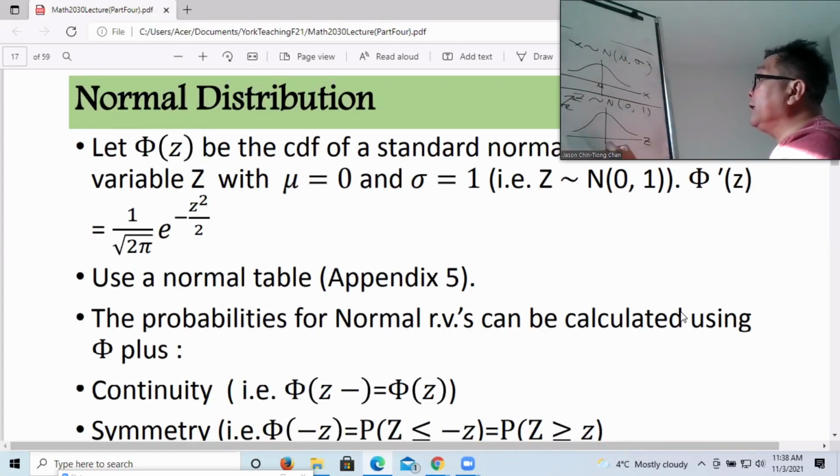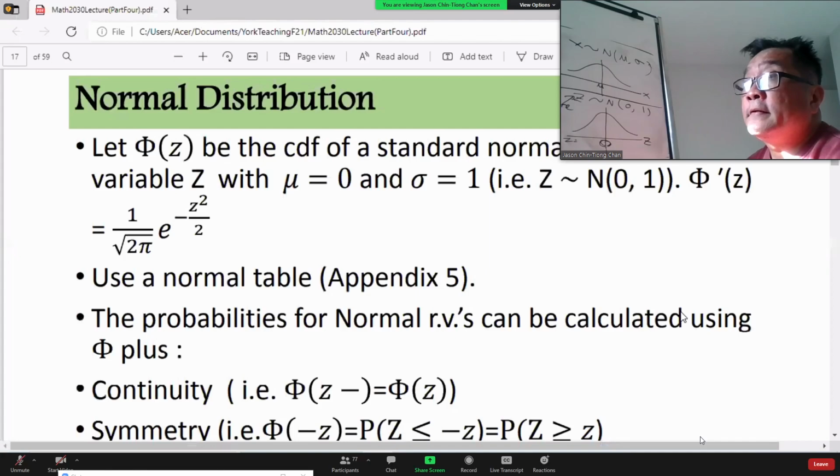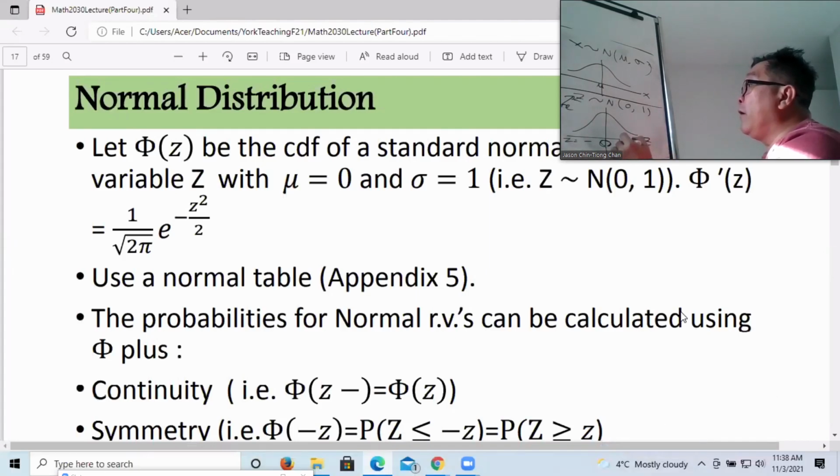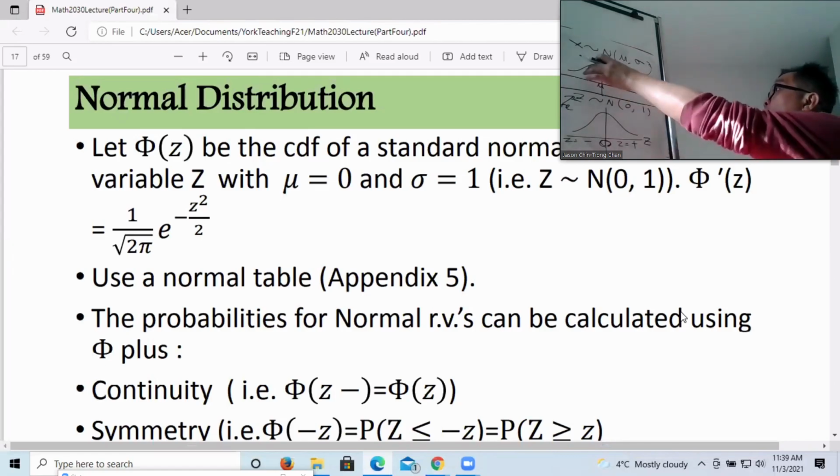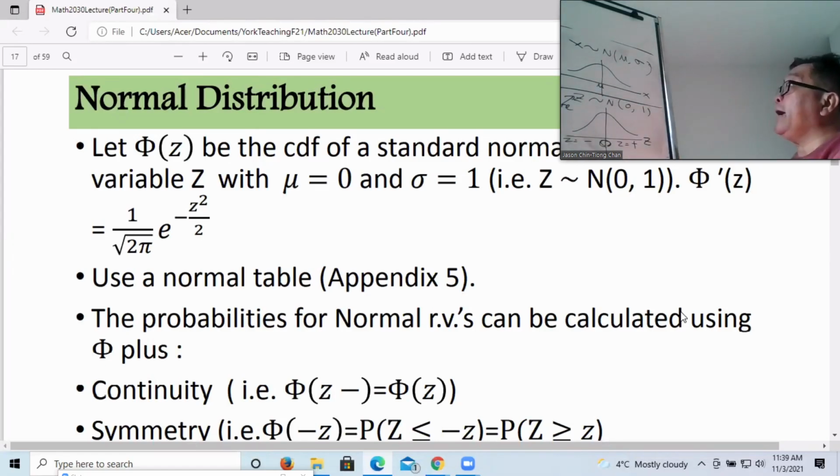The value here is always at the center, because the mean is 0, the center is the mean, so here is 0. What happens to the z value here? Is it negative or positive? Negative. After 0, of course, positive. Both together, the total area is equal to 1. That means your total probability always equals 1.